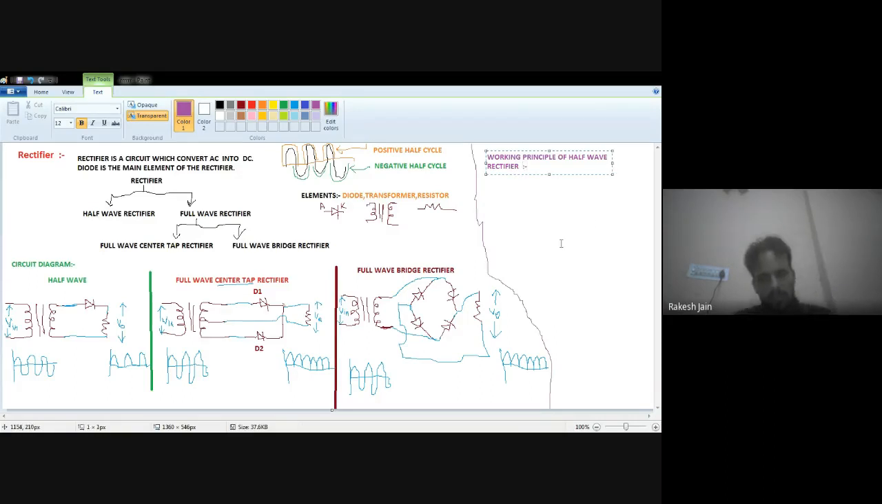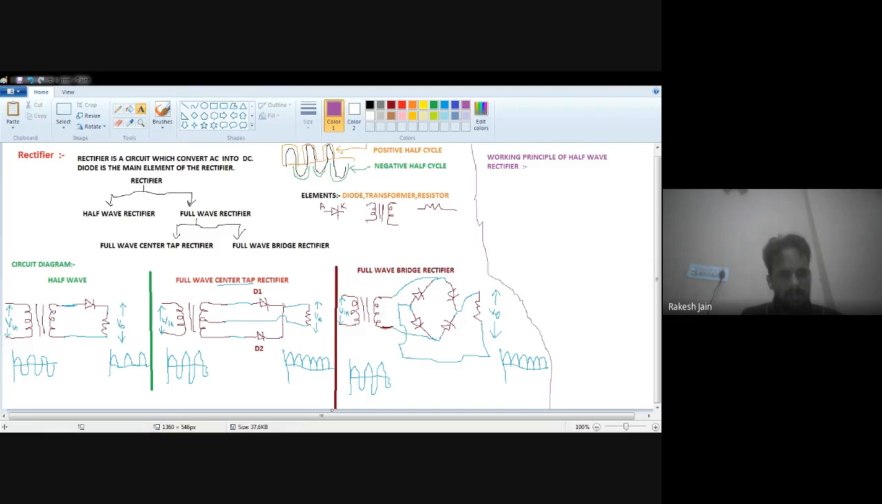See very carefully the basic working principle of the half wave rectifier. First of all, we require the half wave rectifier circuit diagram. We have already done this activity. The half wave rectifier circuit diagram is this, so just draw the half wave rectifier circuit. Now for the working principle, we require first of all the input side, the input AC supply. So this is the input AC supply.